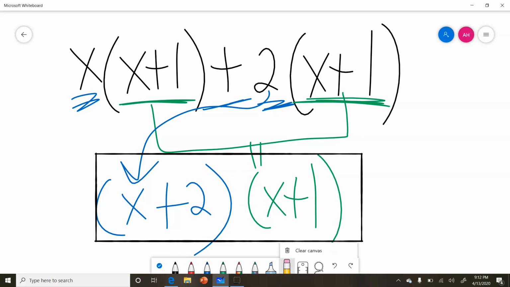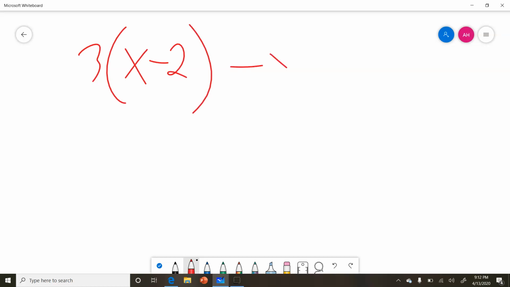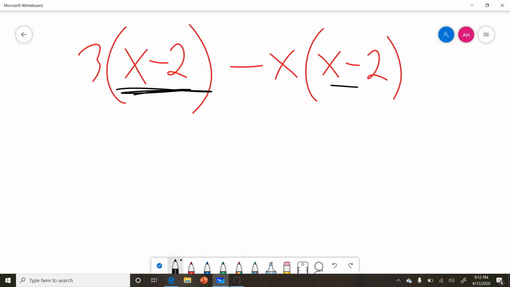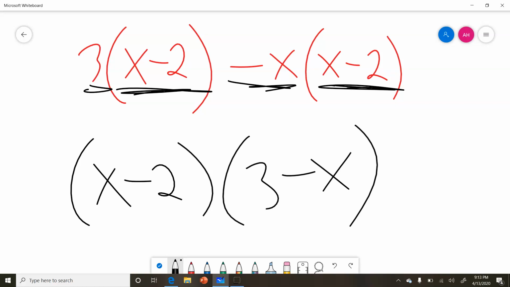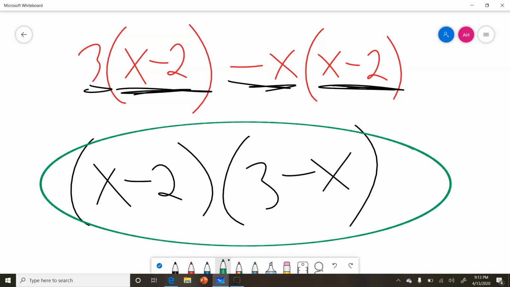So here, let's do another one real fast. If I have 3 times x minus 2, and I have minus x times x minus 2, okay, all I do here is I take these and combine them. And so I write x minus 2, and then I take this guy and combine them, and I get 3 minus x. Okay, and that's my final answer. So not very hard. You guys can do it. I believe in you. So if you need to pause that, watch it again, go for it.